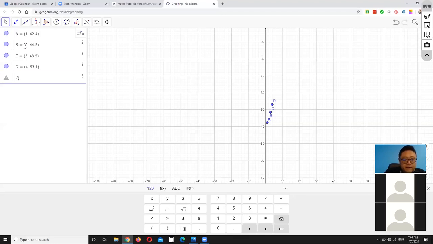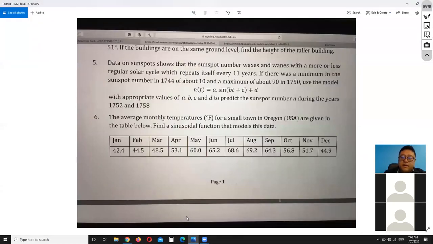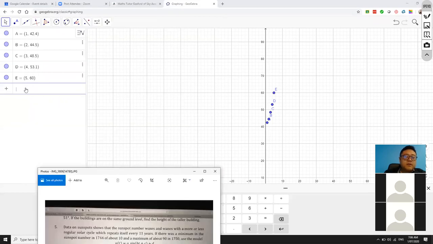Next one is 5, 60.0. Really? That's a really hot day. Is that really the figure? Oh, it's in Fahrenheit. No wonder. Which basically means it's probably closer to 15 or 20 degrees or something like that. Then 6.